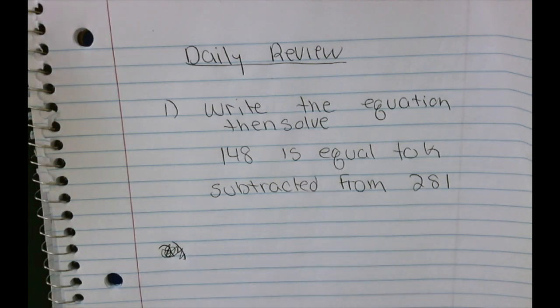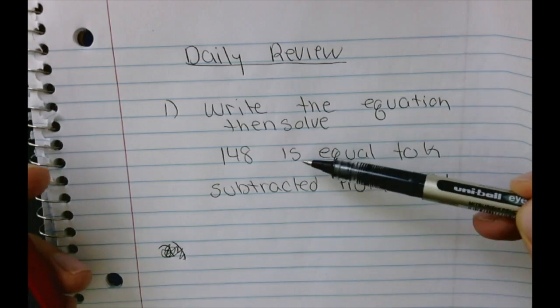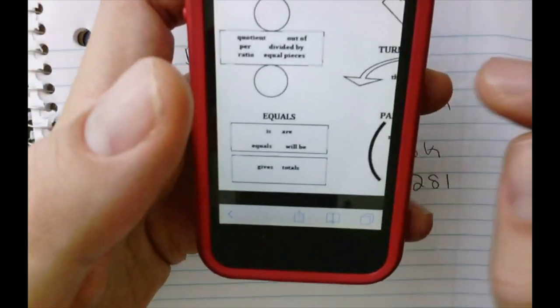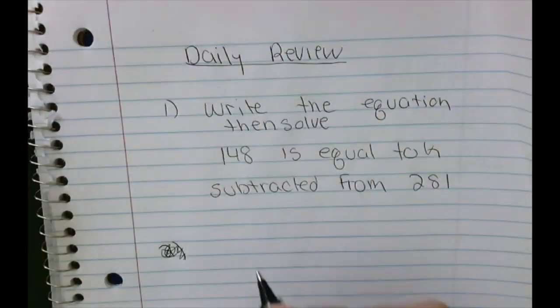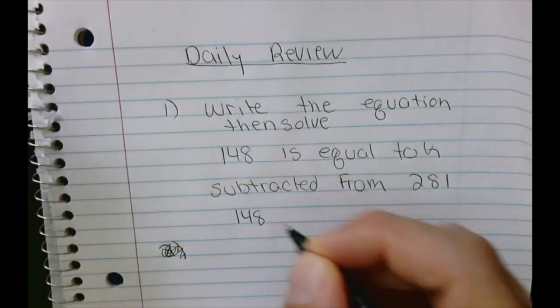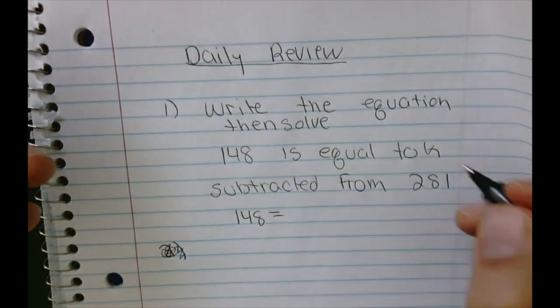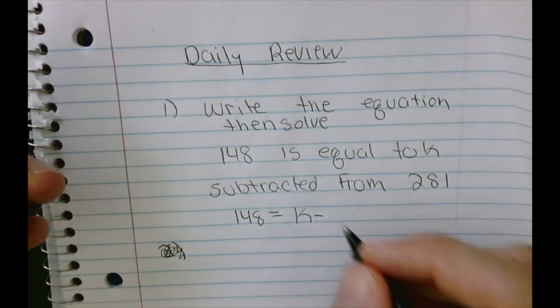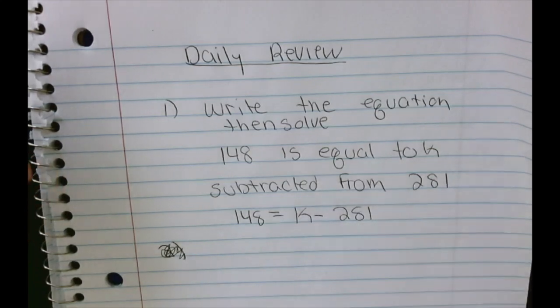To help us solve this problem, I'm going to refer back to the Math in the Words paper we got yesterday in class. I noticed the word is. Is, according to the Math in the Words paper, means equals. So I have 148 is equal to k subtracted from 281.